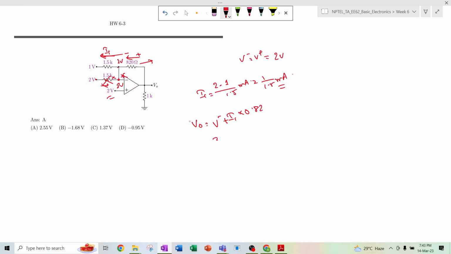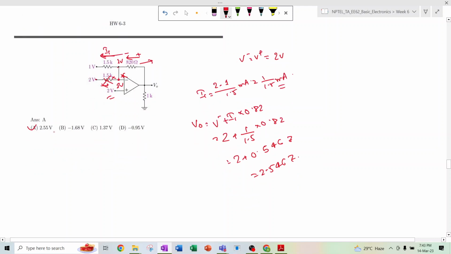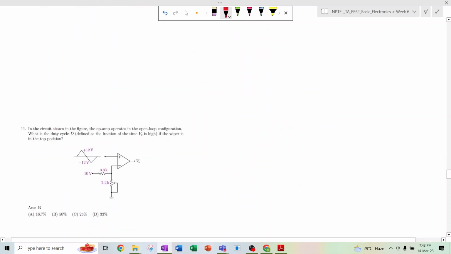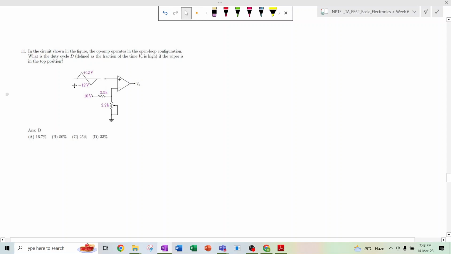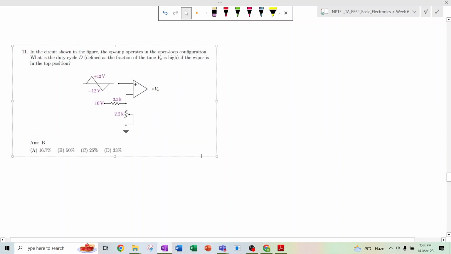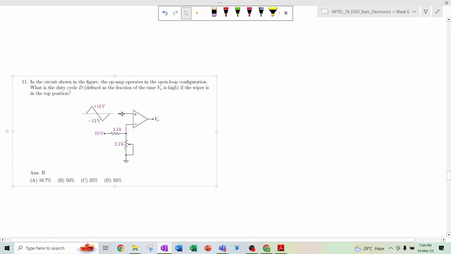So V minus is nothing but 2 volt plus 1 by 1.5 milliampere, that is I1, into 0.82, right? So 0.82 divided by 1.5, that is 2 plus 0.5467, that means 2.5467. So that is 2.55, closely equal to 2.5. So the correct answer will be option A. Okay. So the next question.